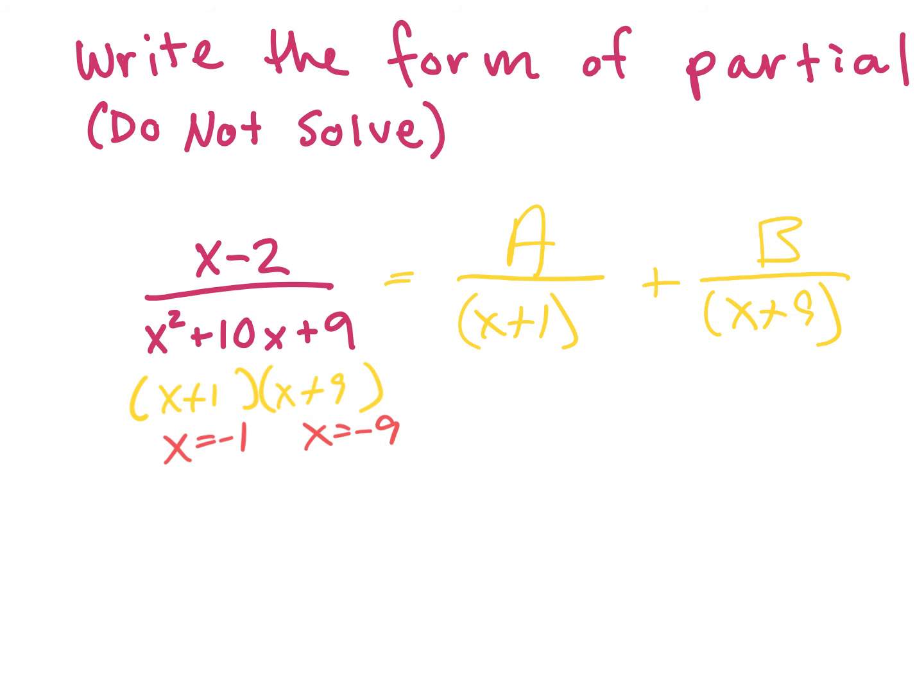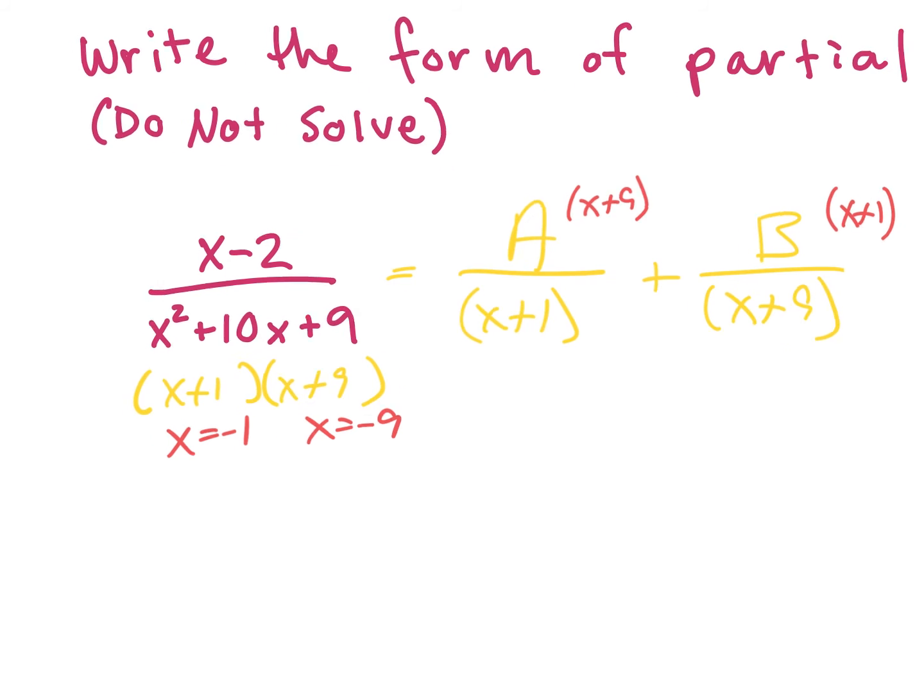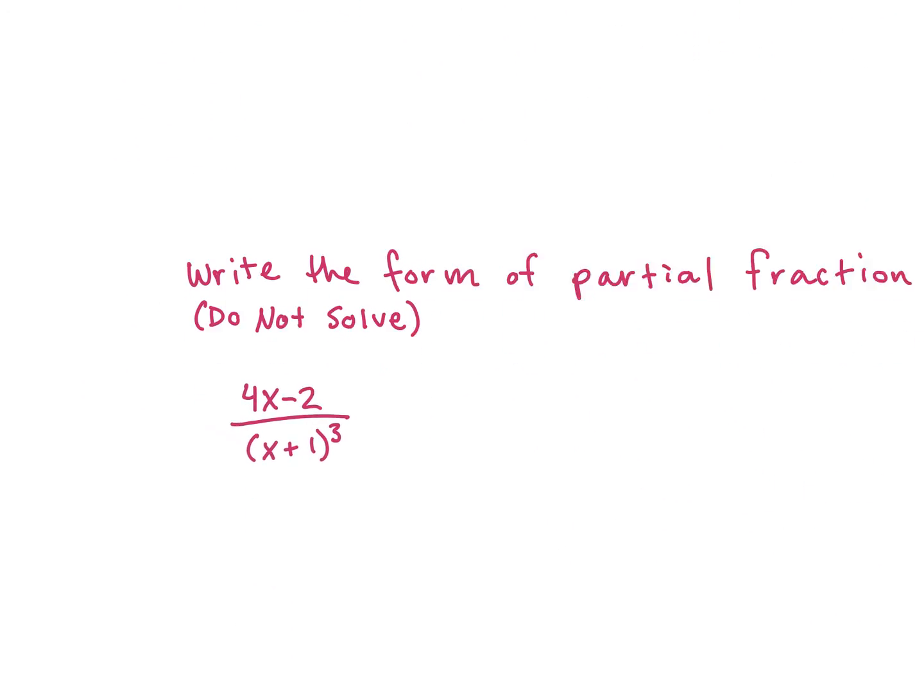And if you were going to go ahead and solve, you would multiply A by x plus 9, and then you would multiply B by x plus 1. But all they're asking you to do here is just set it up. So the setup is A over x plus 1 plus B over x plus 9. So that's it? Yeah, for that one. On your web assignment, there's only one question like this, and it's just setting it up. I'll show you an example of it, and it looks like this.